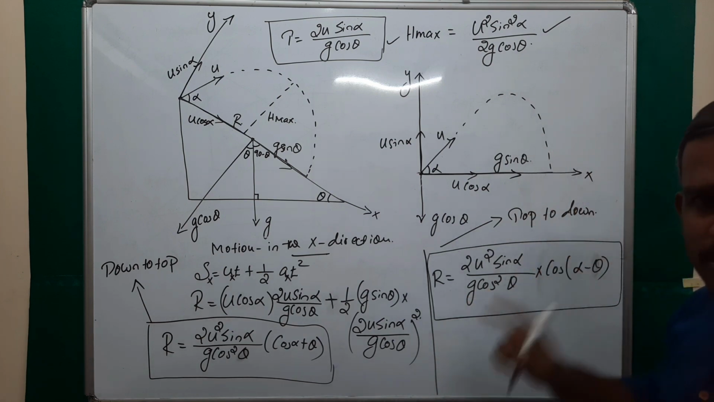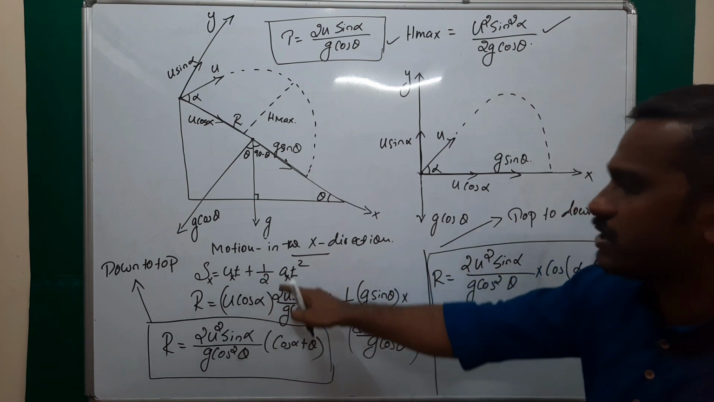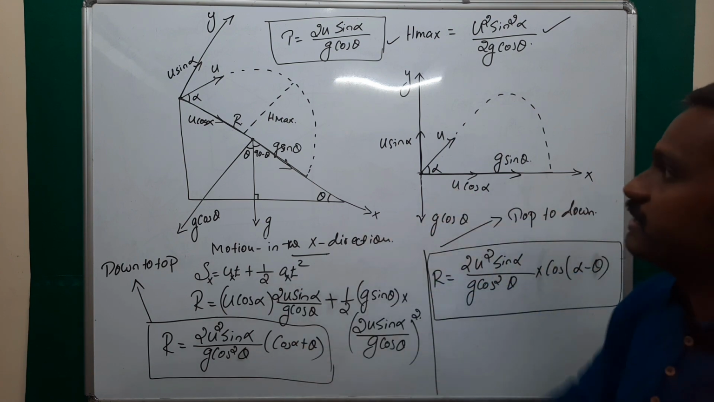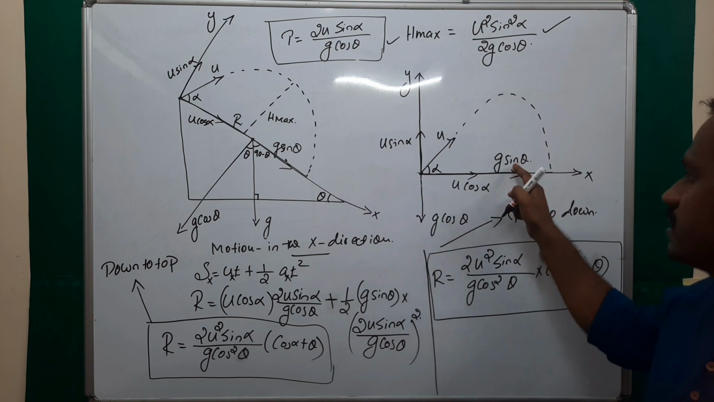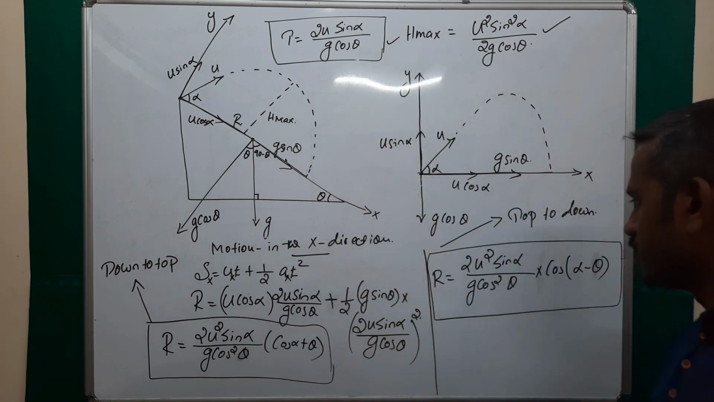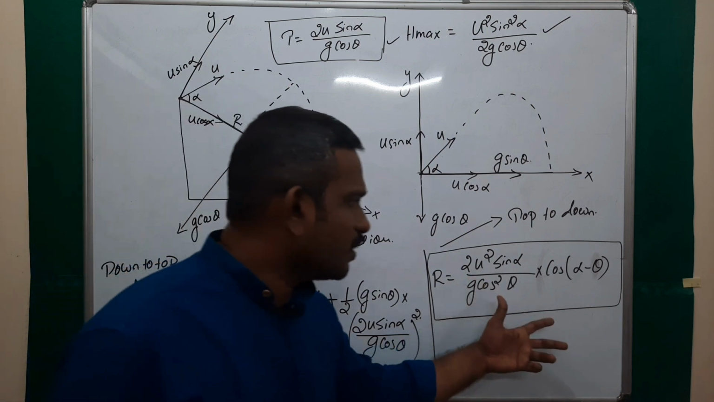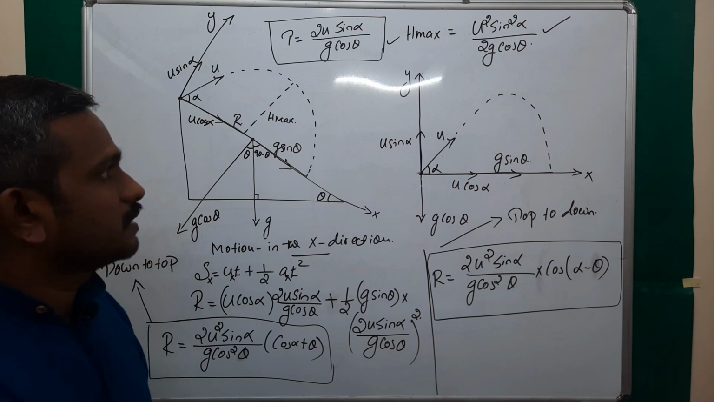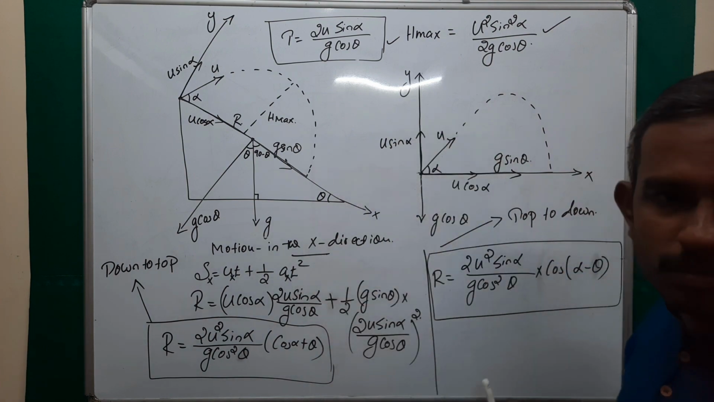According to the situation, according to the problem, we will use the equation. S is equal to uxt plus half ax t square. So ux you should know, that is u cos alpha. T is the time of flight. And ax, the acceleration in the x direction, is g sin theta. Using these equations we will find the answer. How we are using the equation and how to get the value, you should know. So this is the theory about the top to bottom case.